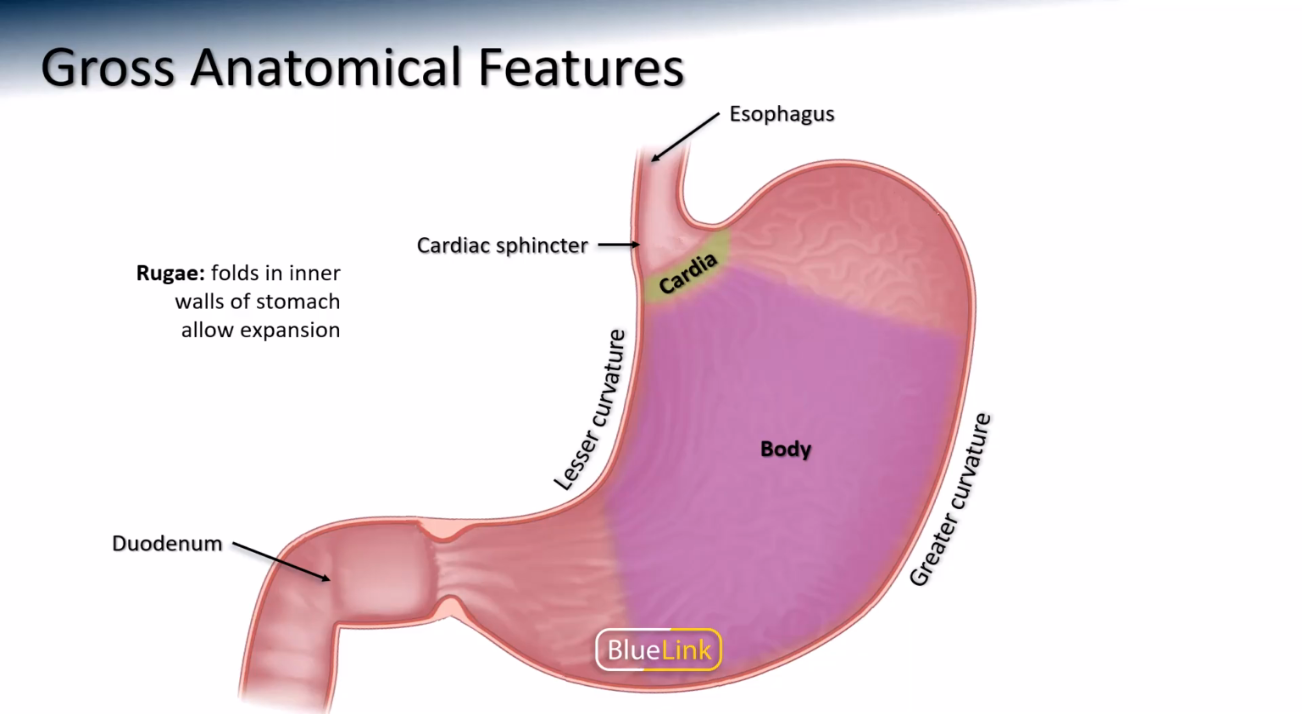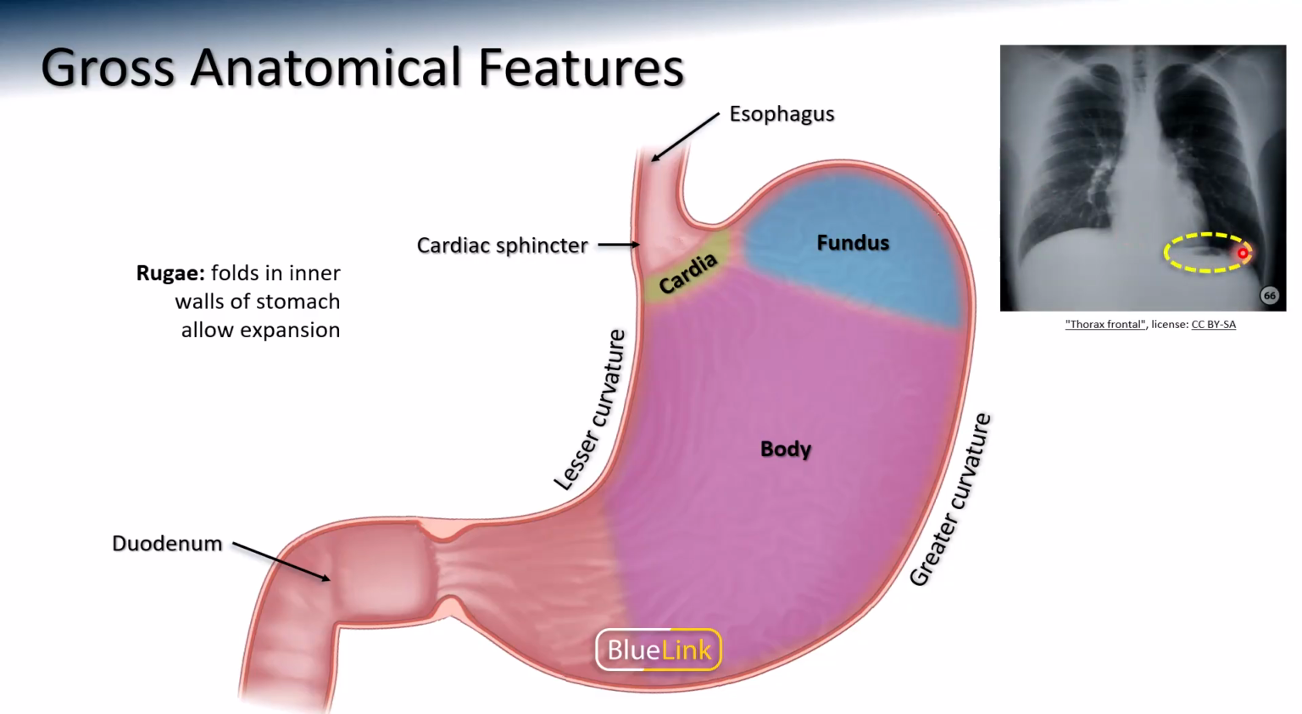Its walls are covered by folds of mucosa called rugae, and these allow the stomach to expand to accommodate swallowed food, and they provide a greater surface area for the glands that produce digestive juices within the stomach to sit on. The fundus is the bulbous part that sits superior to the body. This tends to fill up with gas during digestion, and fun fact, you can almost always find it on an X-ray.